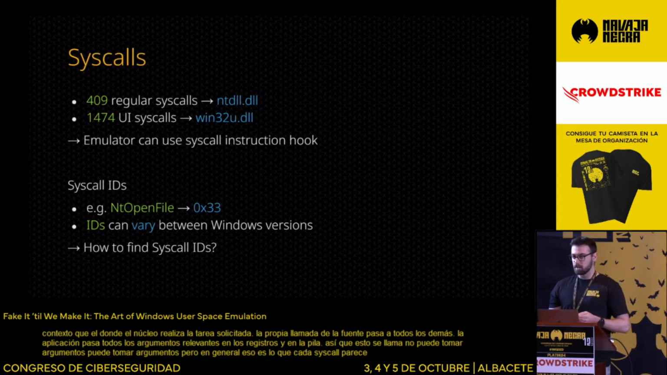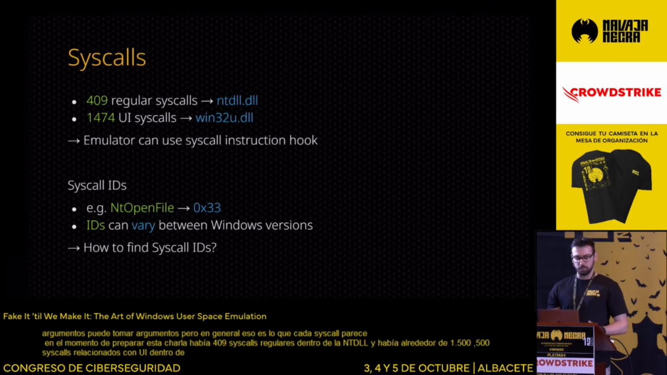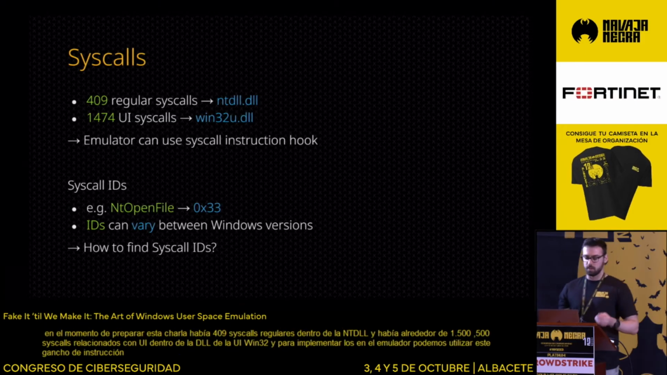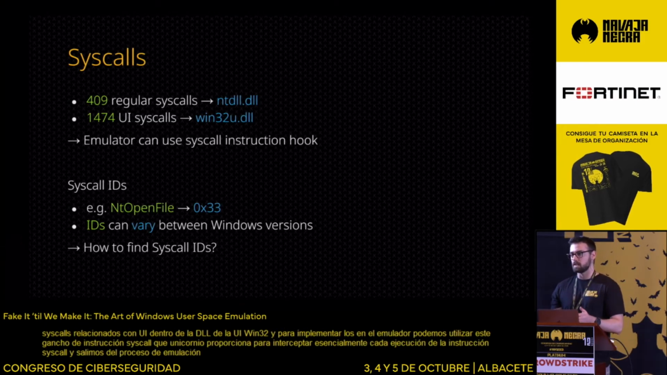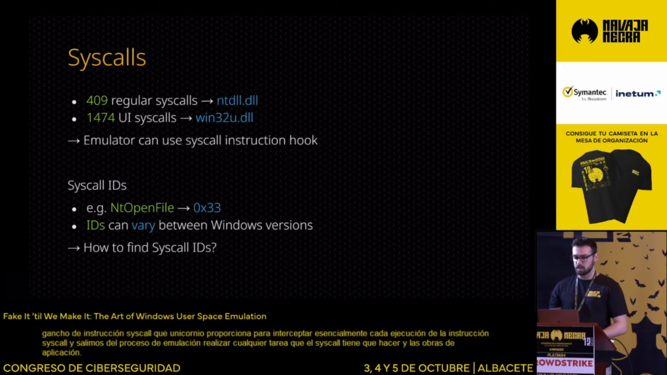The tricky thing, though, is to figure out which ID maps to which syscall. Here in the example, we could see that NtOpenFile is hex 33. But the issue is that all those IDs can vary between different Windows versions, they can change. So the real deal is, how can we find those IDs?